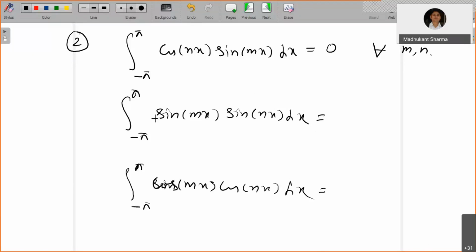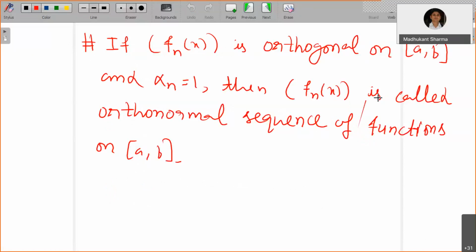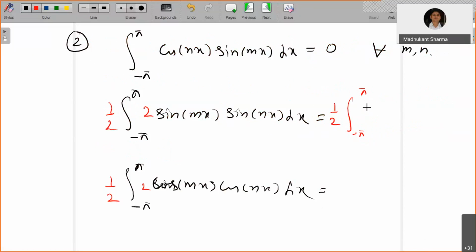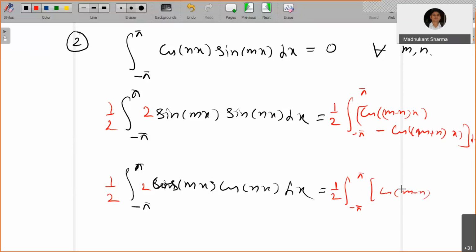Now, as we have done previously, multiply and divide by 2 in both cases. And you can write this as 1 by 2 integration minus pi to pi of cos of (m minus n)x minus cos of (m plus n)x dx. And here you will have 1 by 2 integration minus pi to pi of cos of (m minus n)x plus cos of (m plus n)x.